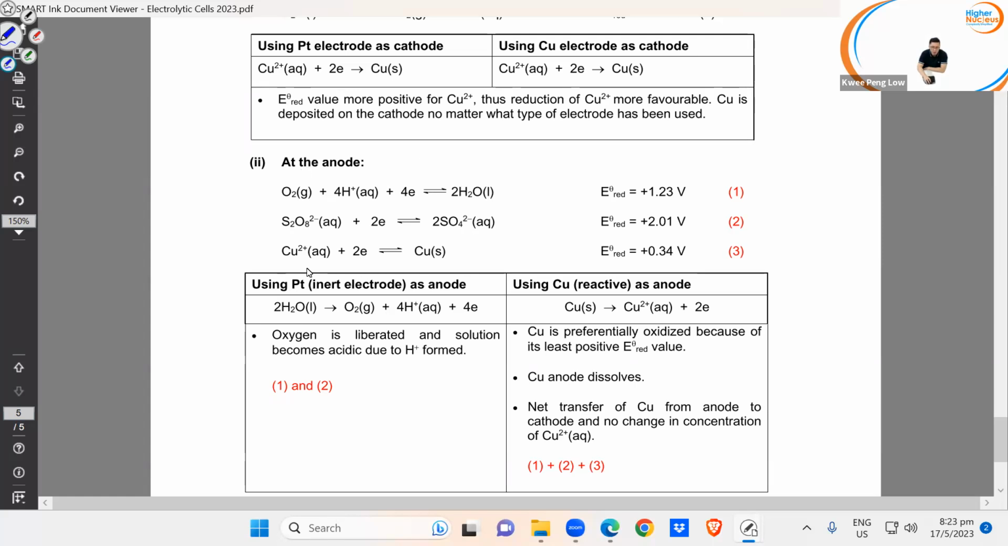Okay? If I change my platinum to a copper electrode, copper is a metal, copper is reactive. So what can happen to copper? It can get oxidized. So this time around, I need to consider equations 1, 2, and 3. Understand? At the anode, we choose the least positive one to get oxidized. So this time around, rather than water, copper is the one that will get oxidized preferentially over the other two. So you get copper oxidizing to copper(II) ions.